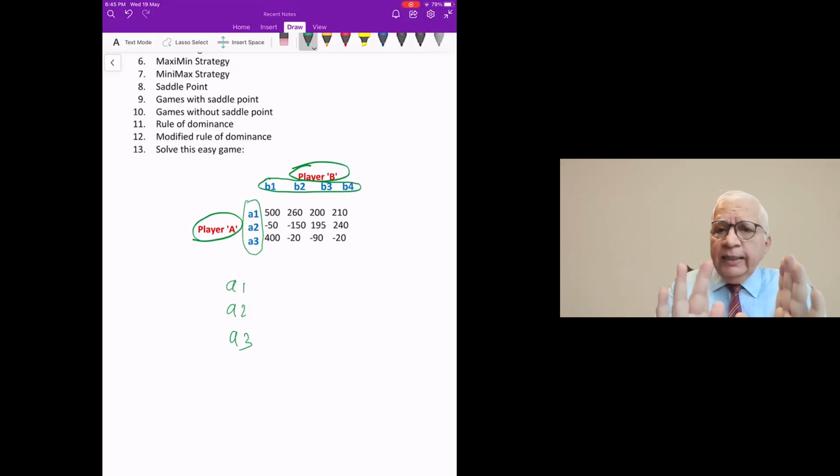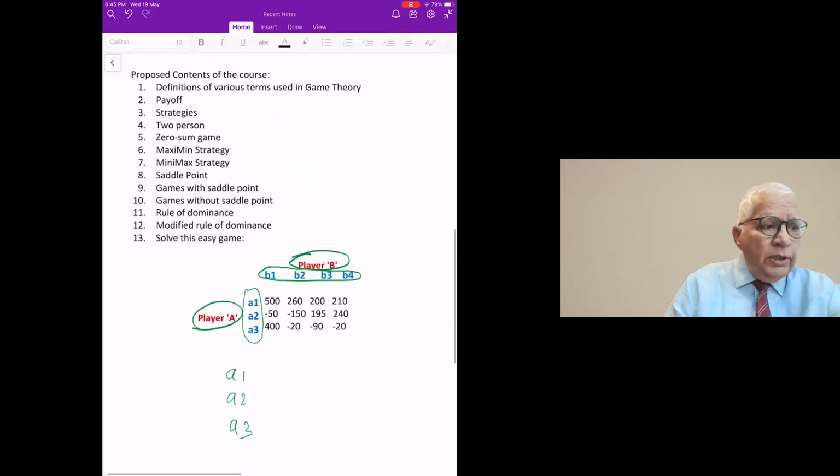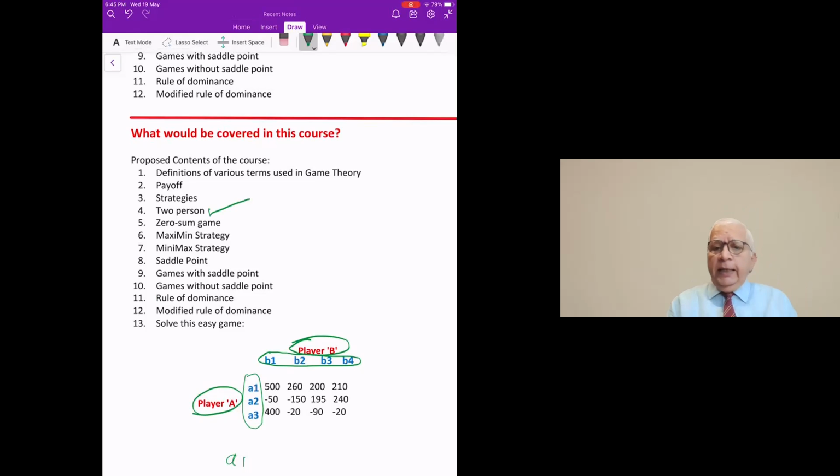But before that, let's define this game as player A versus player B. That means we are necessarily talking about a two-player game, or two-person game. So I'm putting a tick mark on this two-person game. In our game, there are only two competitors.